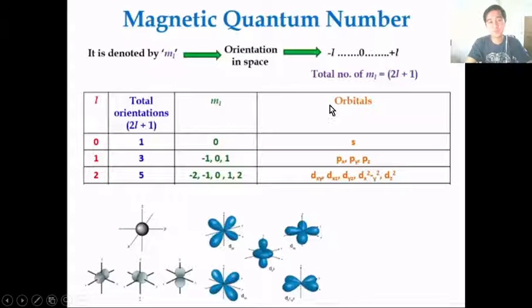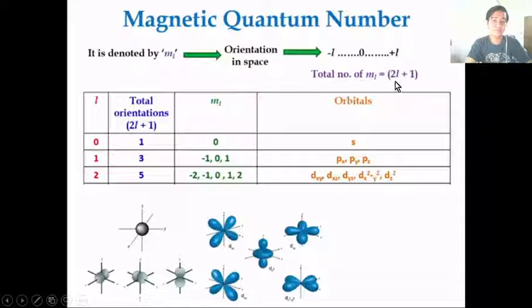So in summary, when we say magnetic quantum number, it is denoted by the symbol m sub L. What do we mean by magnetic quantum number? It describes the orientation in space of the atomic orbital. What are the possible values? It will be from -L, including 0, to +L. So how will you know the total number of orientations?